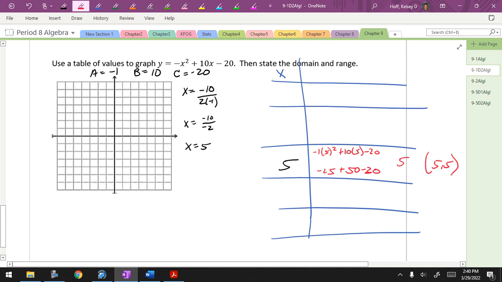I got 5, 5. Careful here. I put a negative 1 out there to remind myself that negative is not included in the parentheses. So 5 squared is absolutely 25, but then it's times a negative 1. Plus 50, which would be 25 minus 50 is negative 25 plus... so the result is 5. Anybody else get 5? Yes? Okay. So what points do I plug in now?